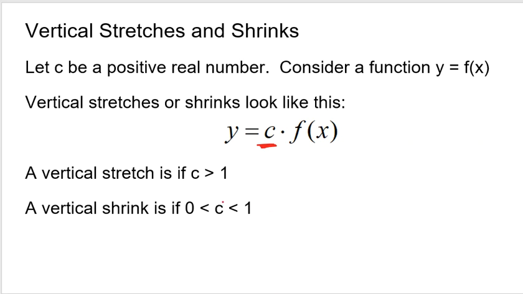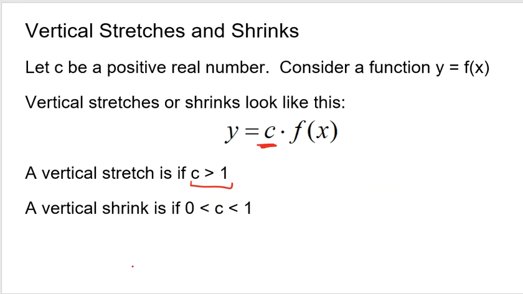Now, how do you know if it's a stretch or a shrink, a pull or a squeeze? Well, if your C value is greater than 1, like 1.1, 2, 3, 5, 10, whatever, that's a vertical stretch. That's pulling your function apart vertically. If your C value is between 0 and 1, like 1/3, 1/2, 1/4, 0.67, whatever, that's going to be a shrink, where your graph is squeezed together vertically.